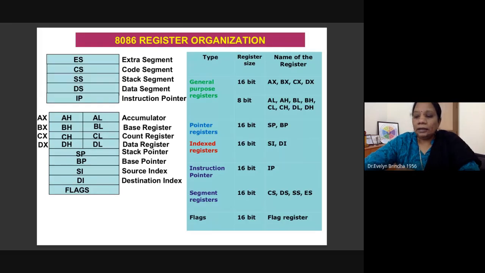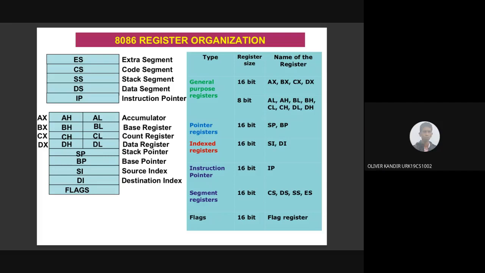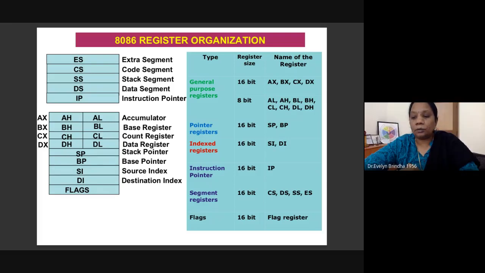In 8085, we had a special register which stores the address of the next instruction. Can you tell me the name of that register? I'm repeating the question once again. We had a register in 8085 which stores the address of the next instruction. What is that register called? Program counter. Very good. It's called the program counter.